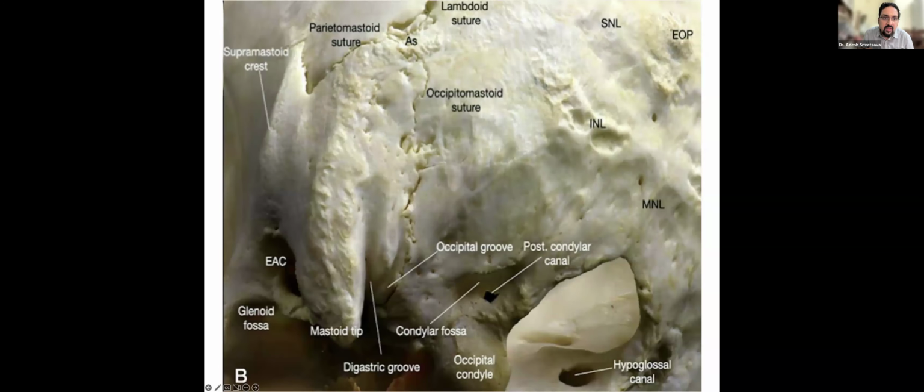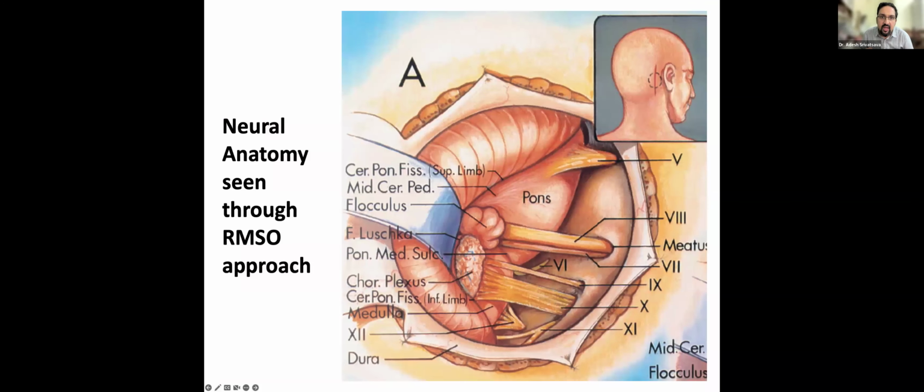This is again the same thing. So the neural anatomy as seen through the retrosigmoid approach is, once you open it, the 7th-8th nerve complex and the inferior cranial nerves and the 5th cranial nerve above.